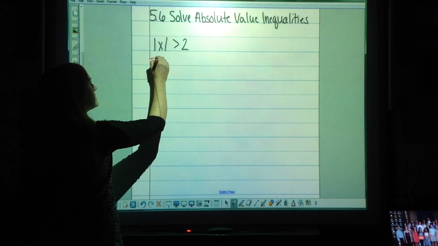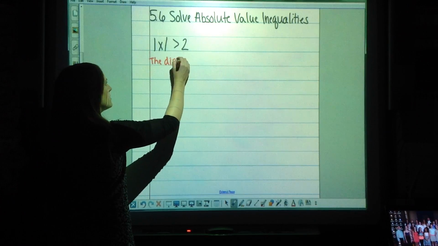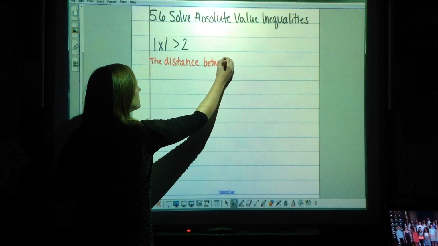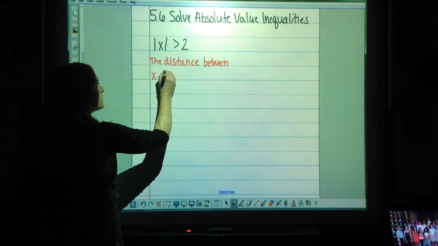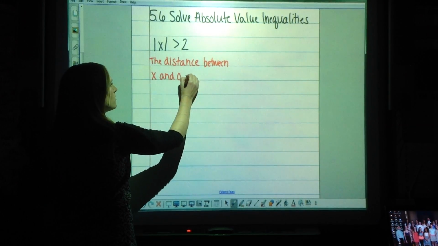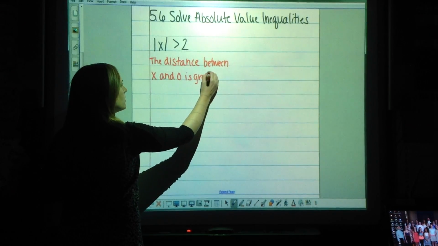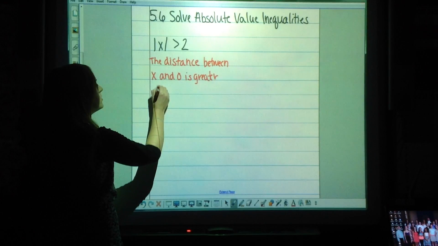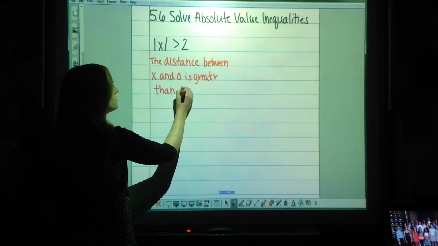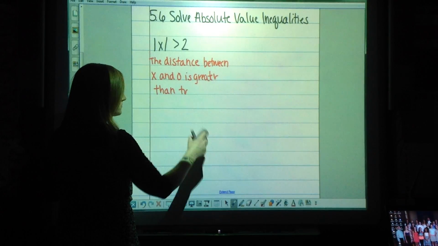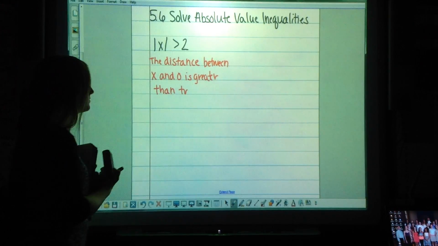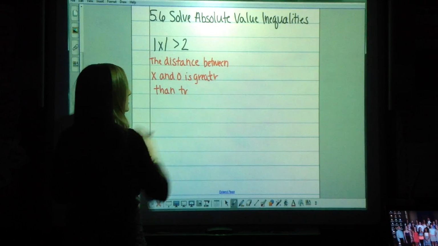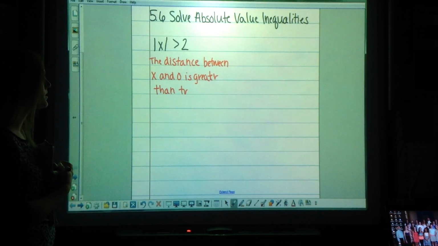The distance between x and 0 is greater than, or it could be greater than or equal to, 2.